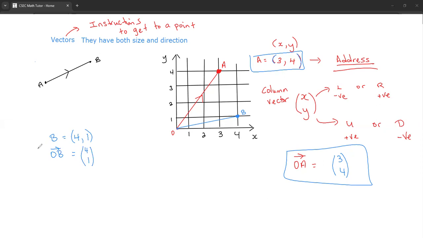Now, normally what might happen is they might give us something like this and then ask you to find, let's say, AB. So they might give us something like this and then ask you, find vector AB. Basically, you want to find out the instructions to get us from A to B in that direction. So we're looking for these instructions here.